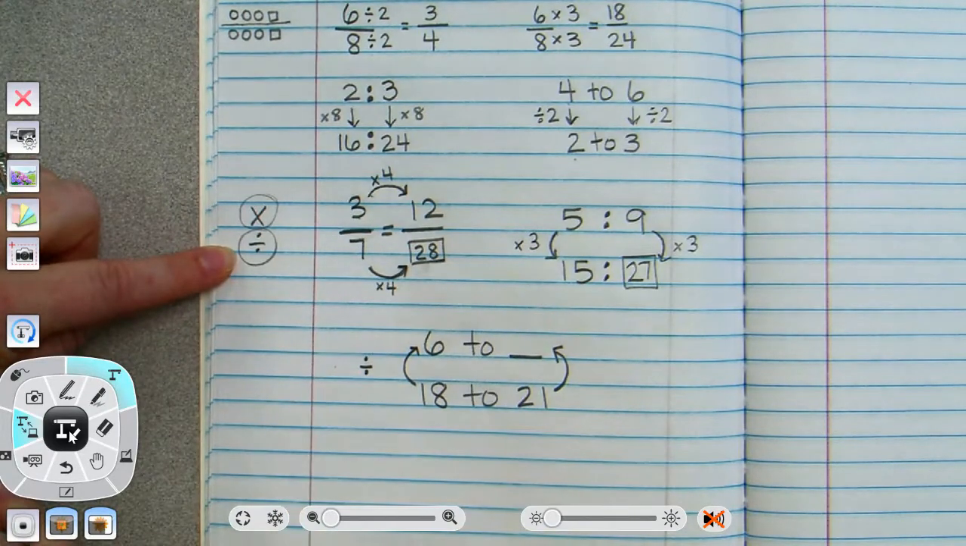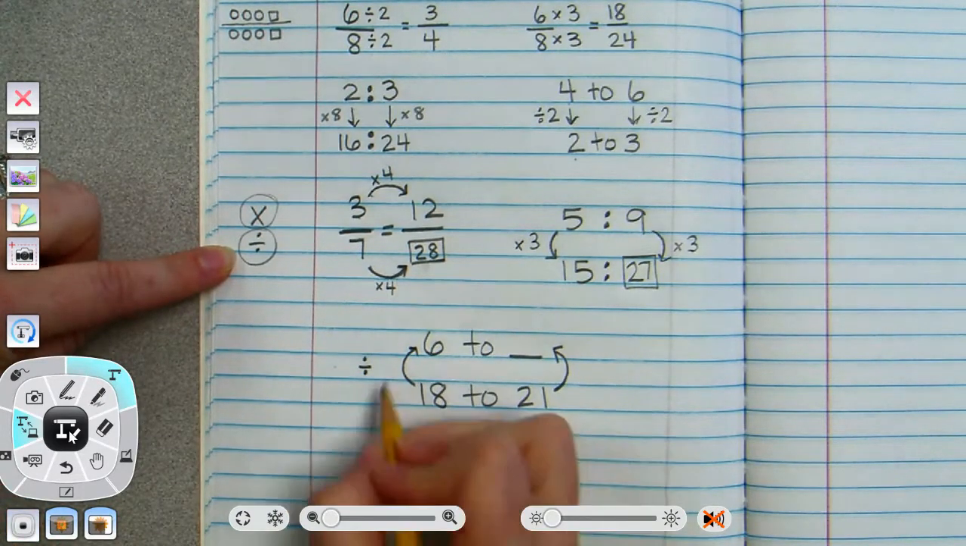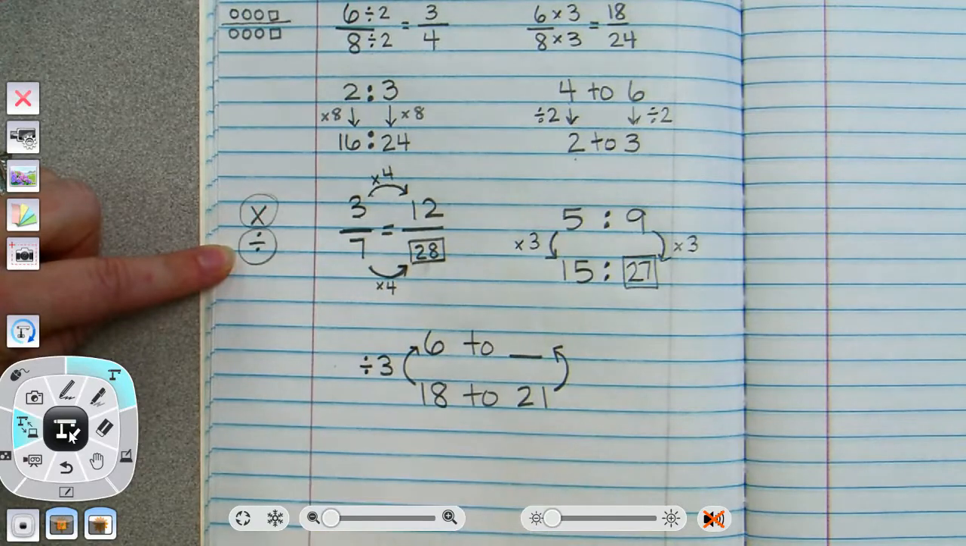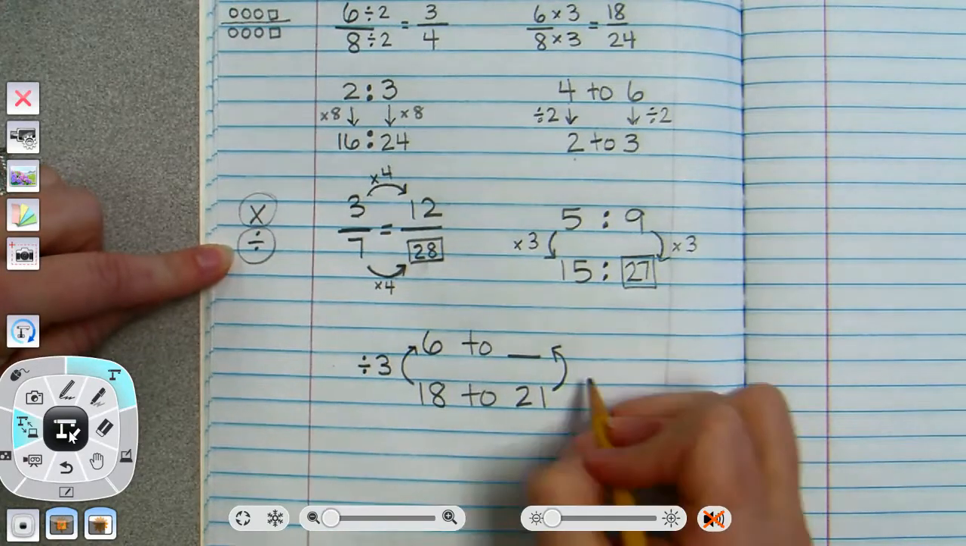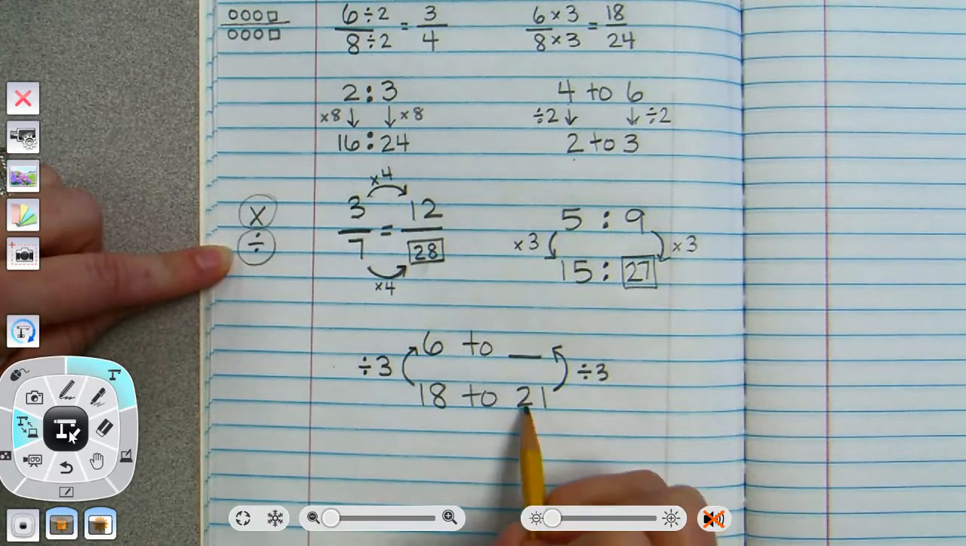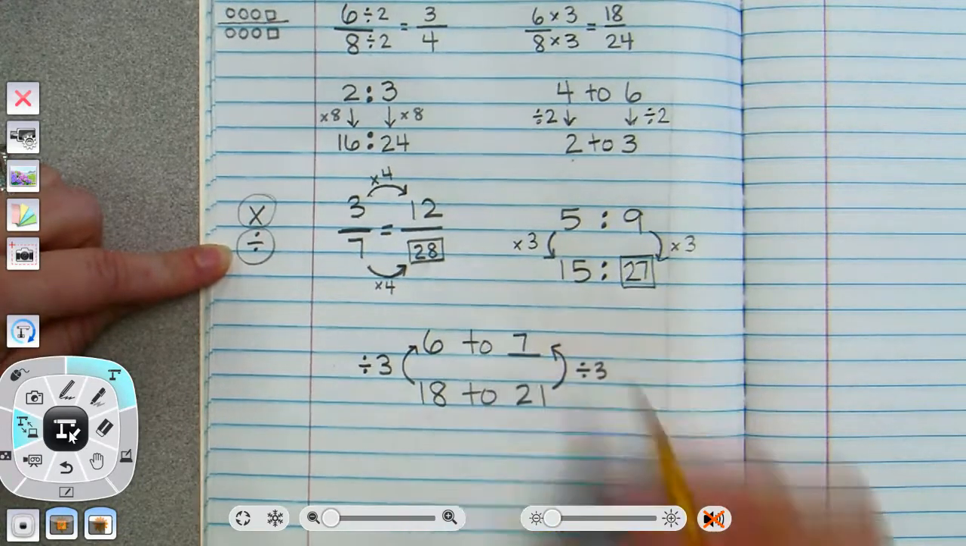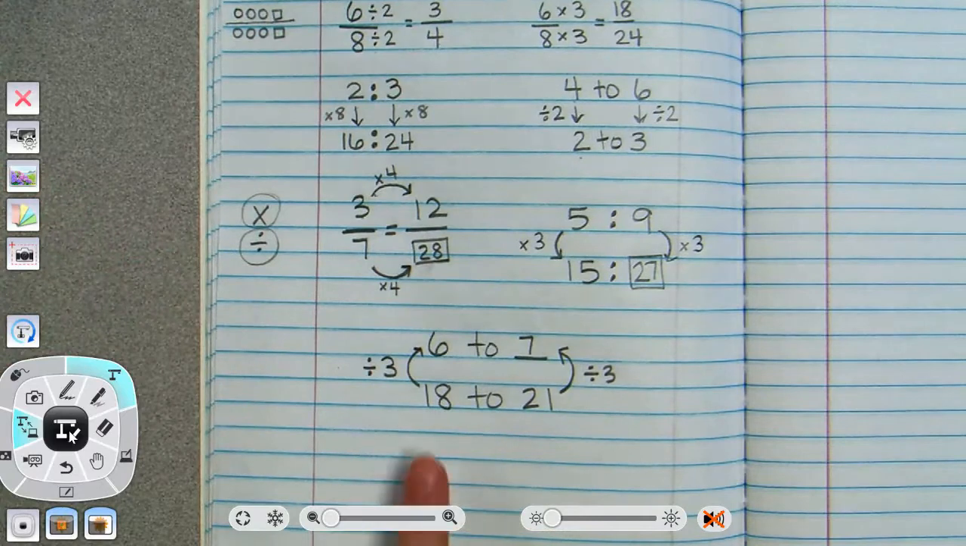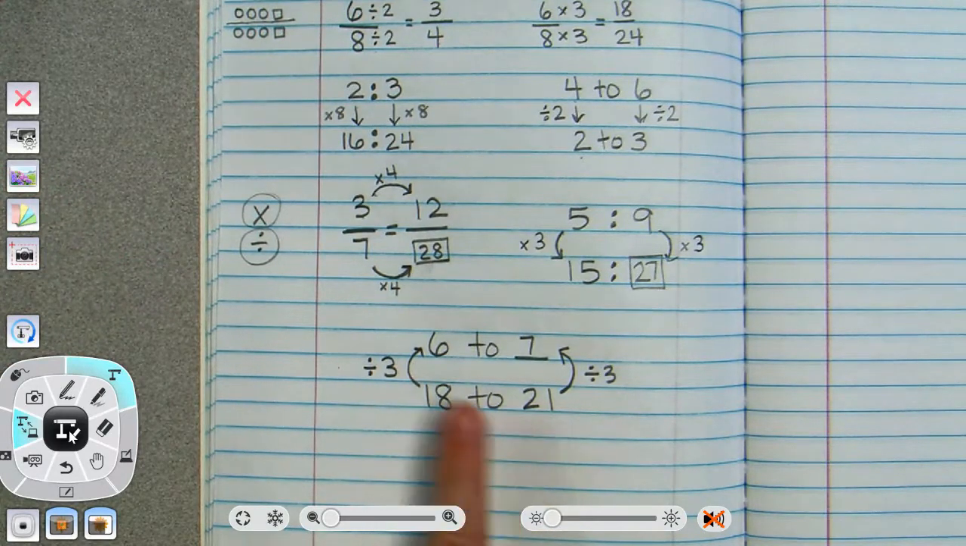So I'm going to get my division sign ready. 18 divided by 3 is what gets me to 6. So if I divide by 3 on that side, I need to divide by 3 on the other side. And I know that 21 divided by 3 is 7. So this tells me that the ratio 18 to 21 is equivalent to 6 to 7.